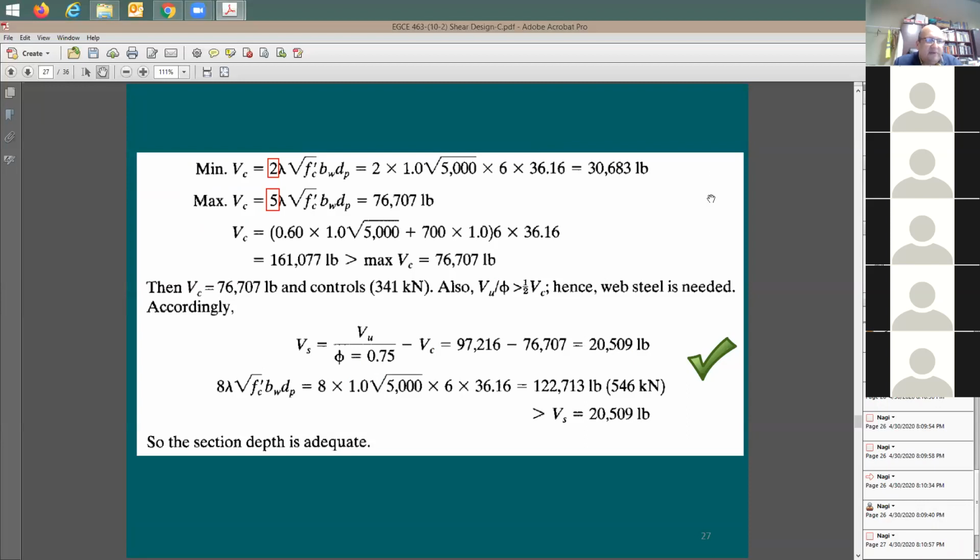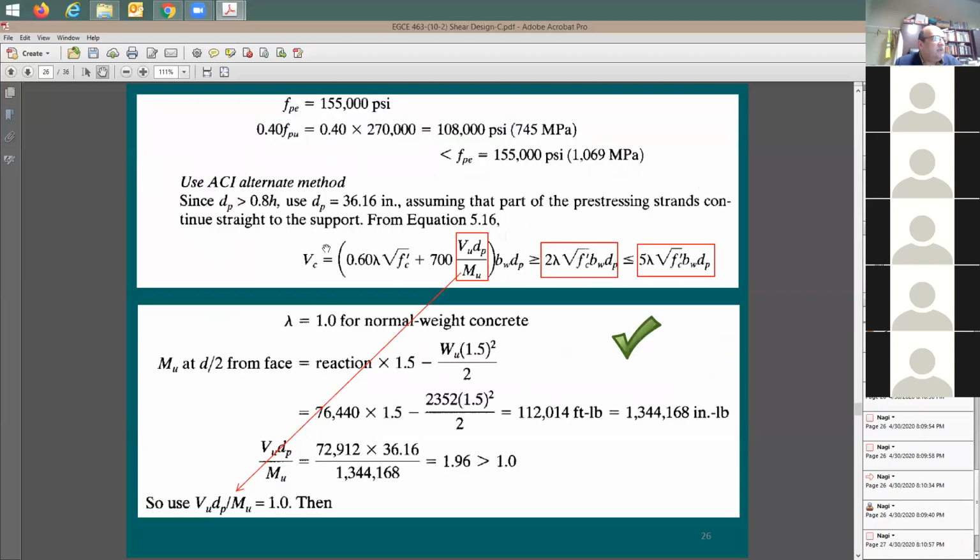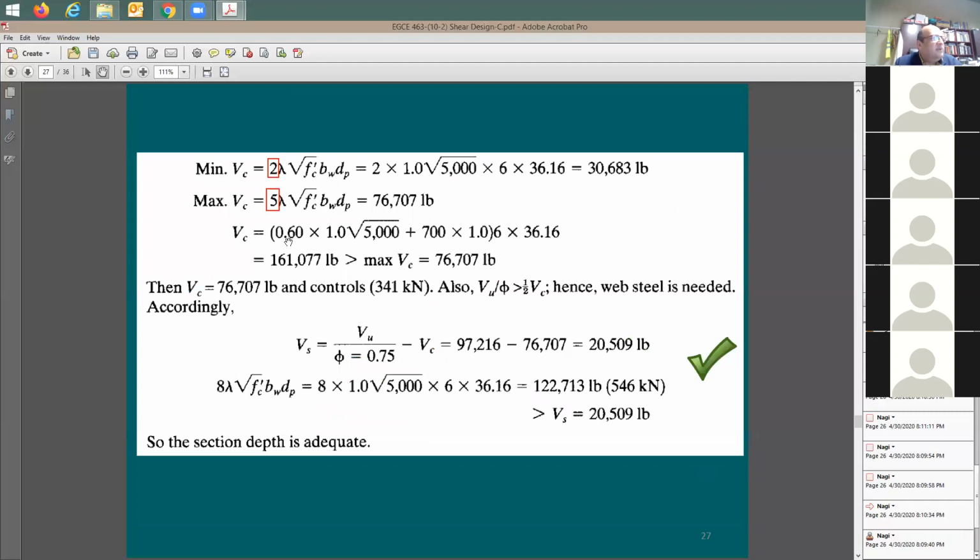So what do you do after this? Okay, now let me try my equation. Which equation? This equation here. I call this my V_c equation, right? 0.6 square root of f prime c plus 700 times d times b. I'm going to do it here: 0.6 times 5,000. It's my shear equation here, right? This one gives you 161 kips. Your maximum is 76.